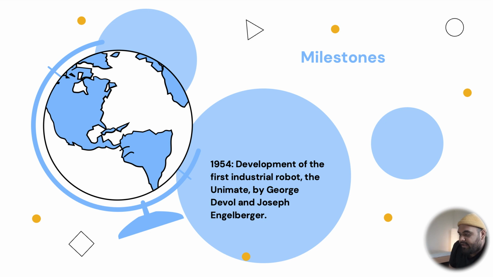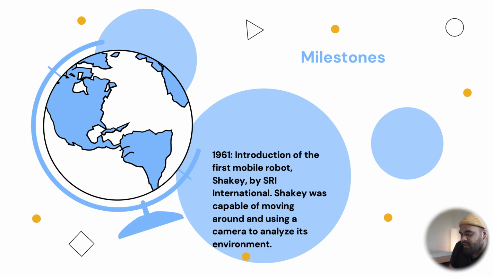Okay. In 1954, the development of the first industrial robot, the Unimate, by George Devol and Joseph Engelberger. Now, we also talked about 1950, but actually speaking, 1954 was the time when it got launched. So you have to remember both dates, very important.